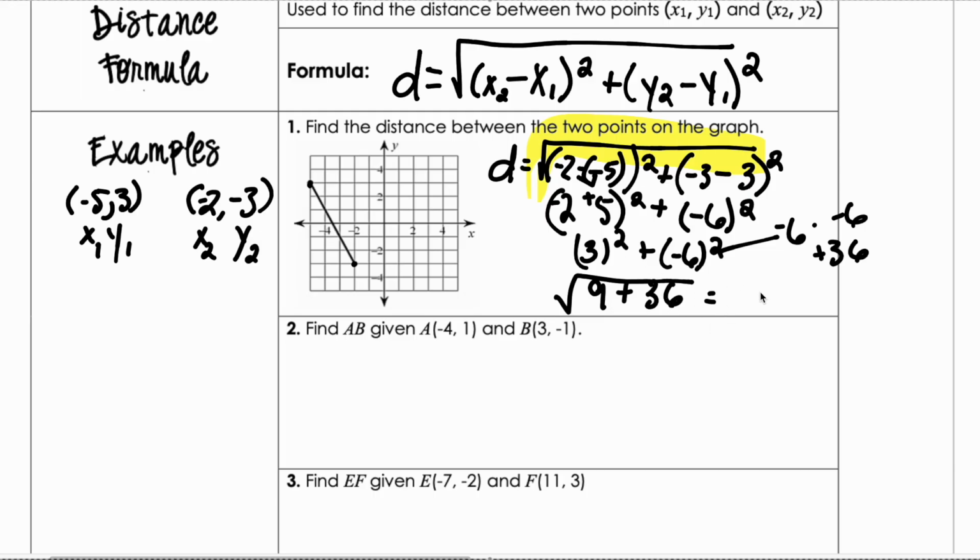Okay, so 9 plus 36 is 45. And the square root of 45 is not a perfect square, so we are going to need our calculator. And when you use your calculator, please round to the tenth place for all of these problems. So when I round, I get approximately 6.7. Now, whenever you're rounding for these problems, please use the approximate sign. It does not equal 6.7, so we can't use the equal sign. We can say it's about 6.7, which is what that approximate sign means.